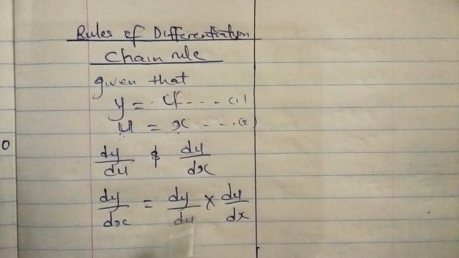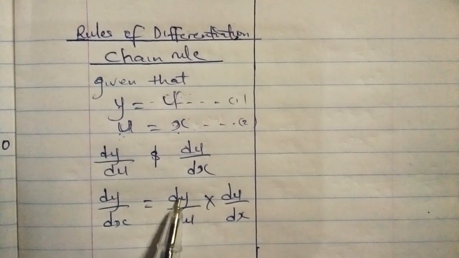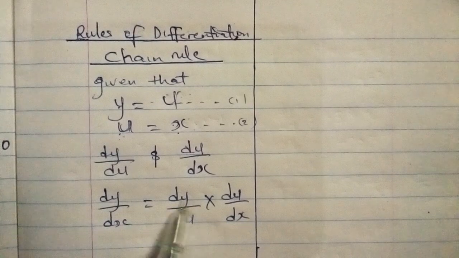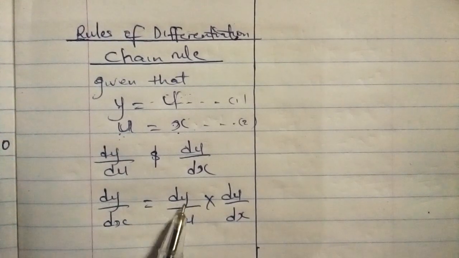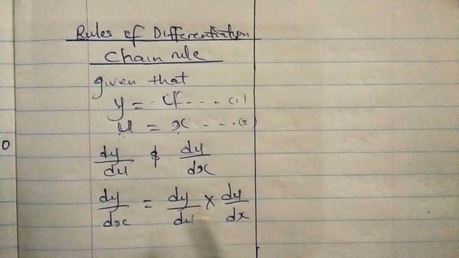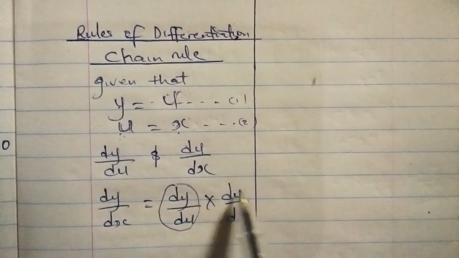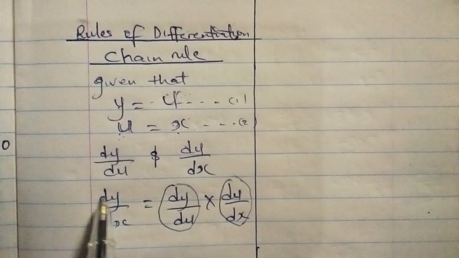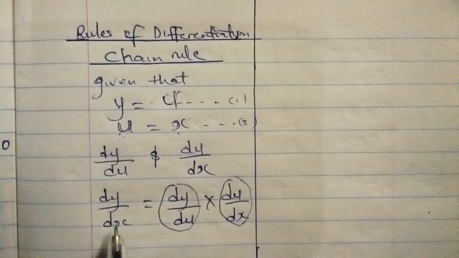So by multiplying the two, how is it possible? Looking at this, you know that if you cancel out, du is at the top and bottom, so it can go, remaining this one. So that is equivalent to this. But for the sake of solving, we don't need to cancel. We need to get the value for dy over du and the value for du over dx, multiply them, and the answer we get is the value for dy over dx.